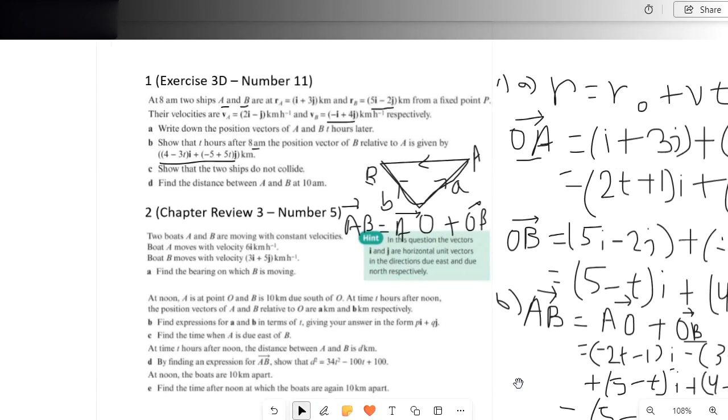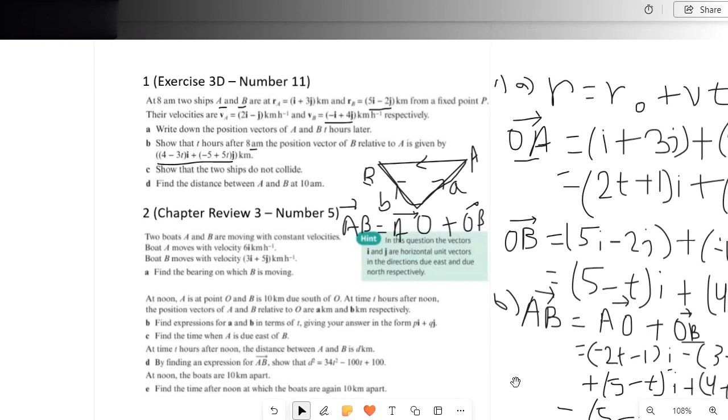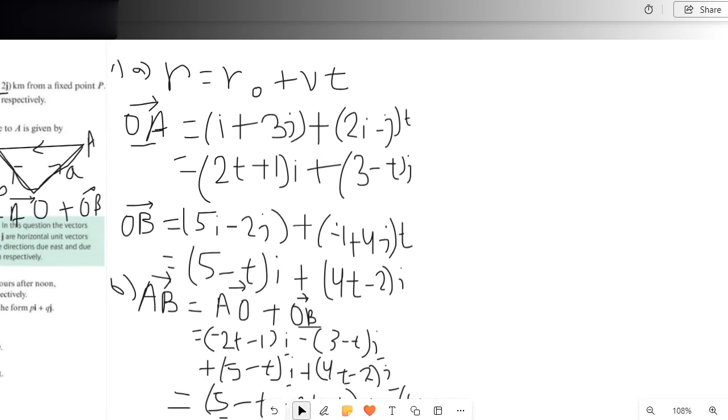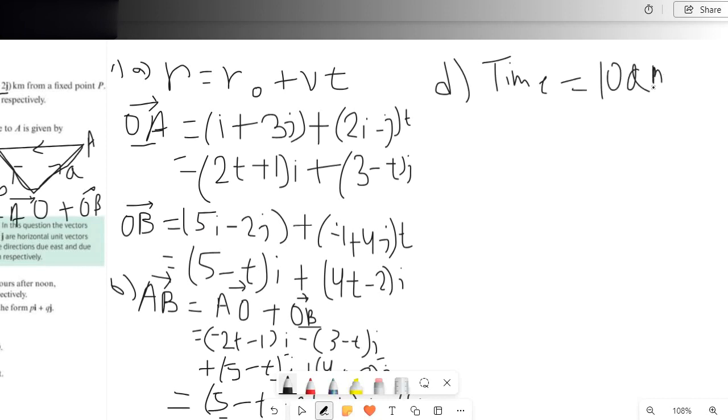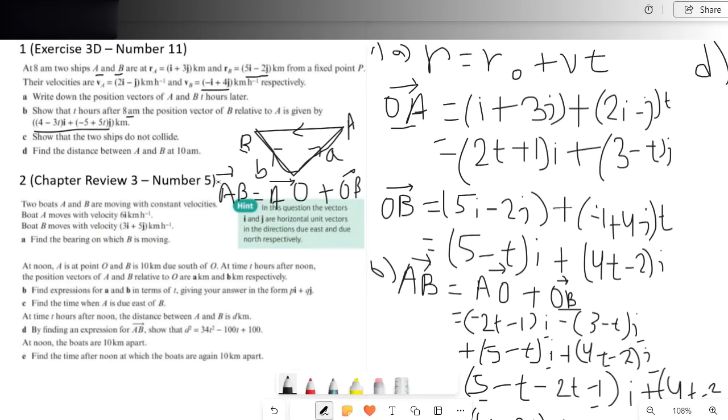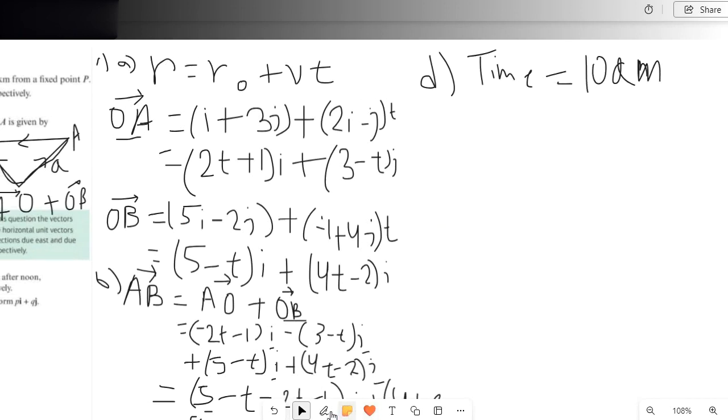For part D, we have to find the distance between A and B at 10 a.m. To find the distance, we have to say at time equal to 10 a.m., we have to find the value of t here. Because the two ships initially started at 8 a.m., at time 10 a.m., t must be equal to 10 minus 8, which is 2 hours.